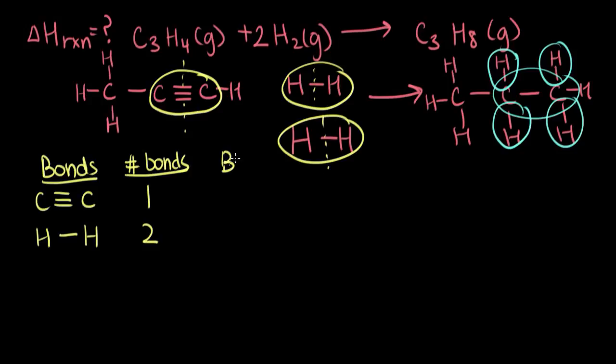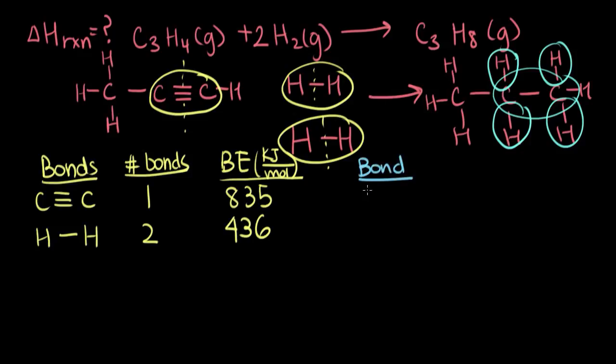And then we can also look up their bond enthalpies, which are in kilojoules per mole. Bond enthalpies you can typically look up in your textbook or online, and they usually come in a table of bond enthalpies. And so the units can be kilojoules per mole. Sometimes you'll also see calories or kilocalories per mole. I already looked up these bond enthalpy values. So carbon-carbon triple bonds have a bond enthalpy of 835 kilojoules per mole, and hydrogen-hydrogen bonds have a bond enthalpy of 436 kilojoules per mole.